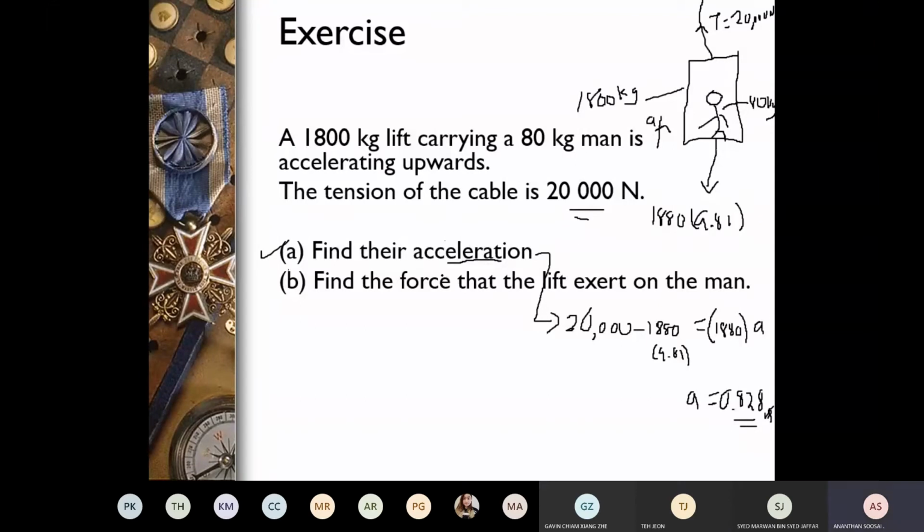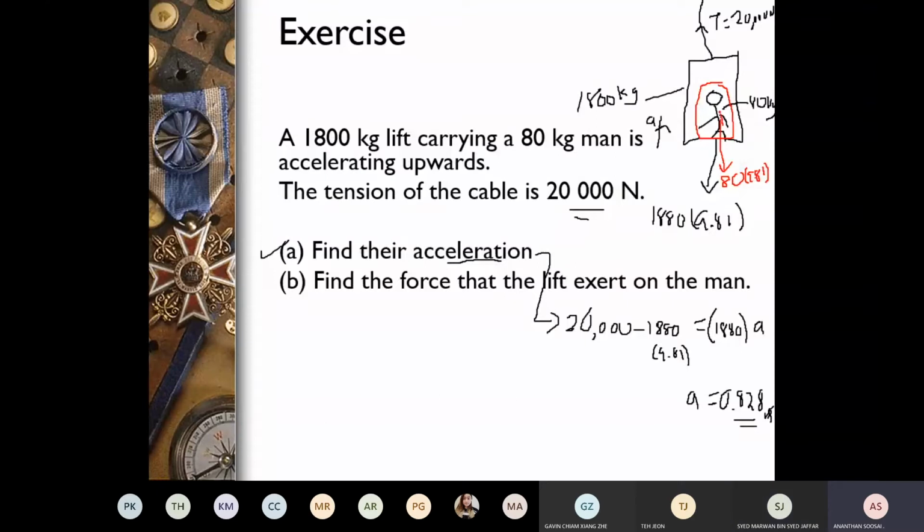Now it's going to be tricky for part B. Find the force that the lift exerts on the man. What is the force exerted by the lift on the man? Let's say you are standing here, imagine yourself in the lift. What are the forces acting on you? Just focus on that person. What is the force pulling it down? His weight only. How much? 80 times 9.81, pulling it down.